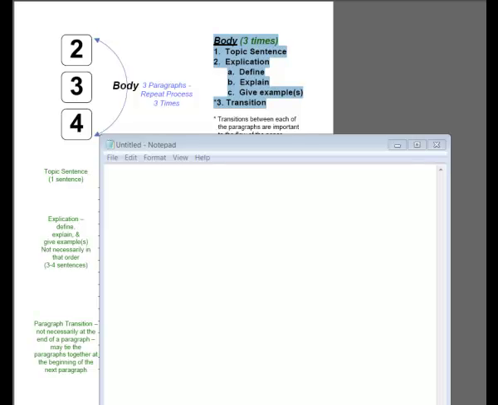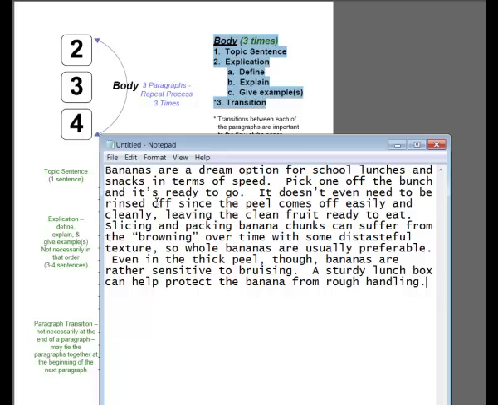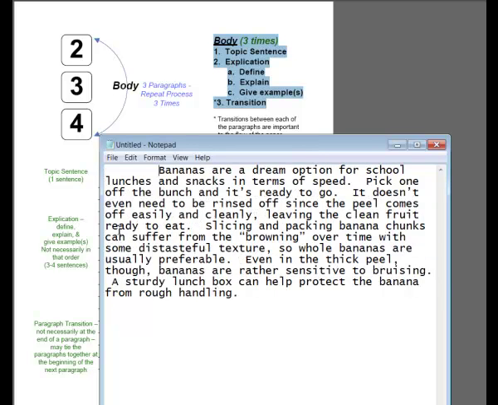Since this is the third body paragraph, the third time we're walking through this example, I'm going to do this one really, really fast. So enter all the sentences, make sure we indent to show that it is a new paragraph, and start off with our topic sentence. Bananas are a dream option for school lunches and snacks in terms of speed.